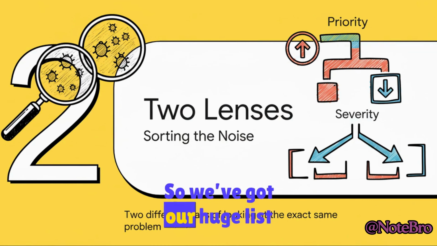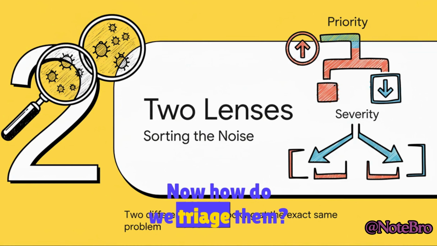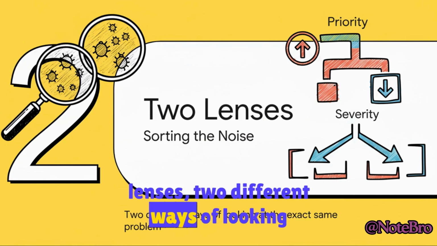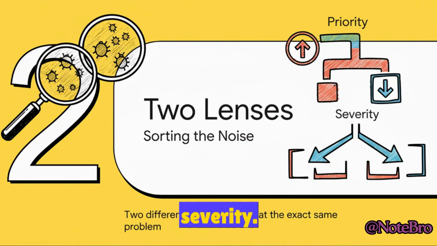Okay, so we've got our huge list of bugs. We know what they are. Now, how do we triage them? Well, we use two completely different lenses, two different ways of looking at the very same problem. And those two lenses are priority and severity.